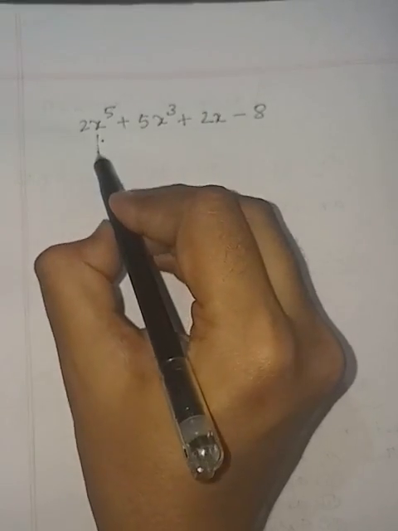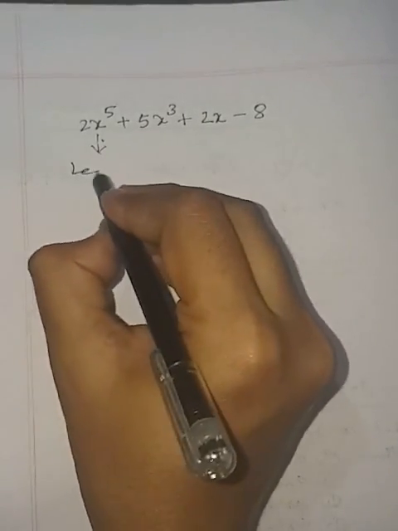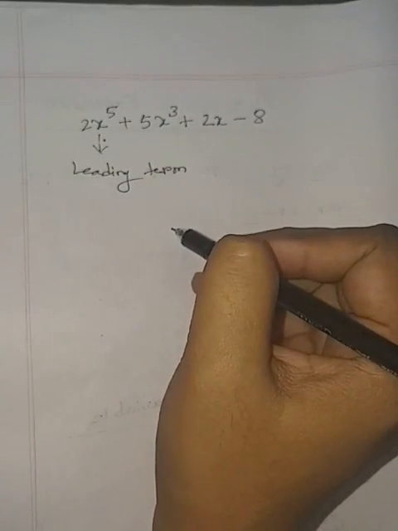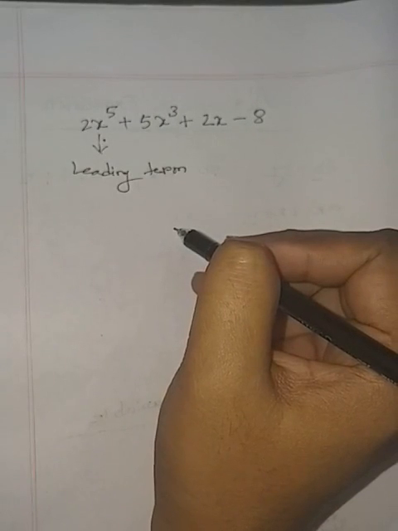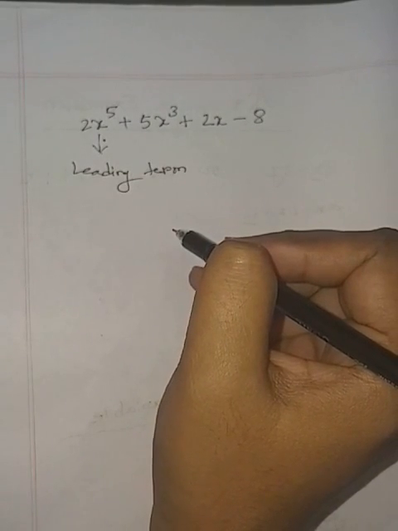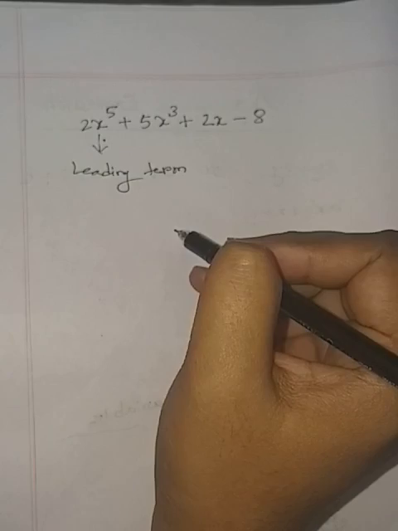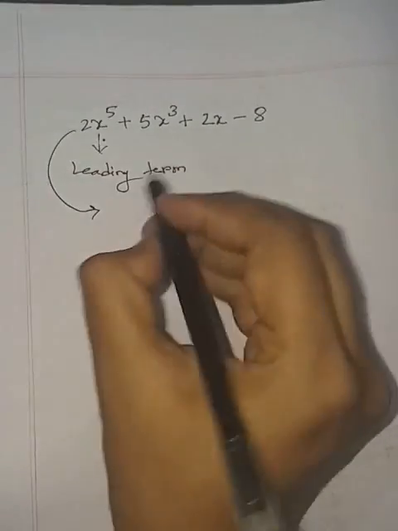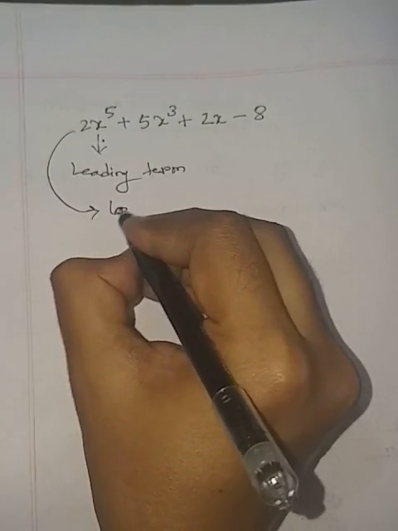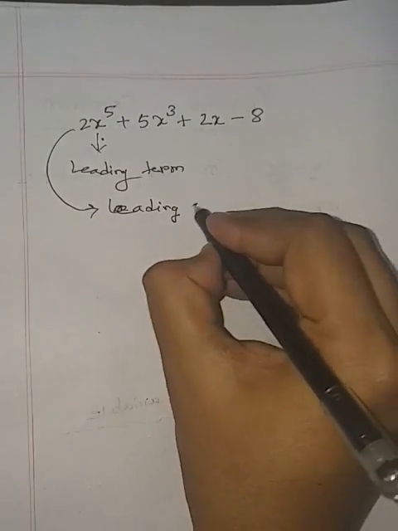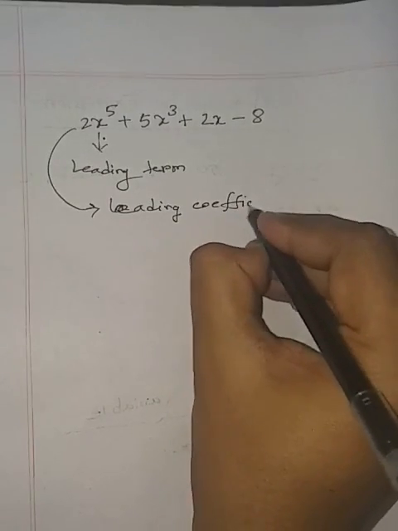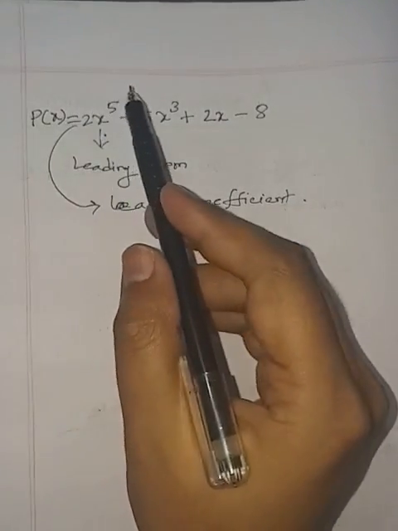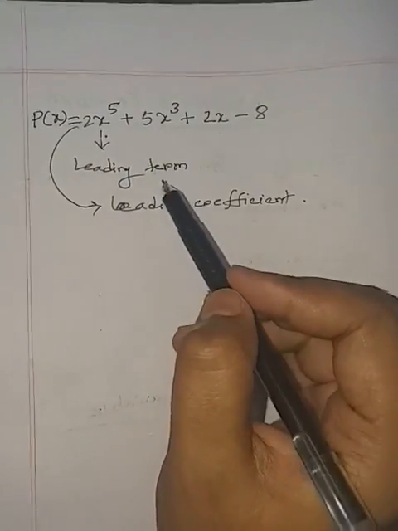So this term is the leading term, and the coefficient of the leading term is called the leading coefficient. So here 2 is the leading coefficient. So actually this was a polynomial of one variable.